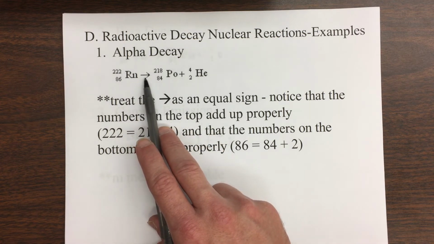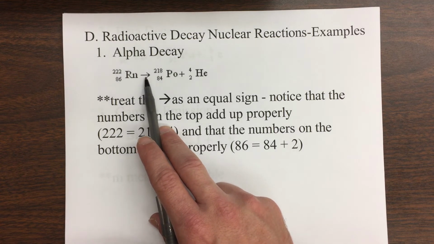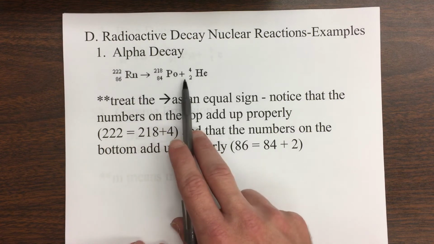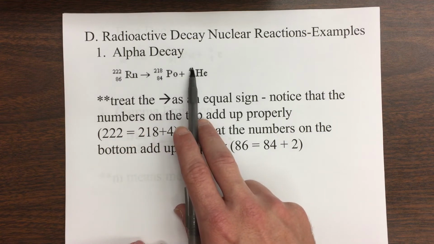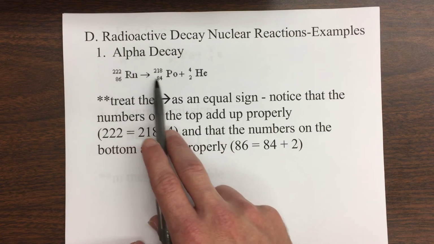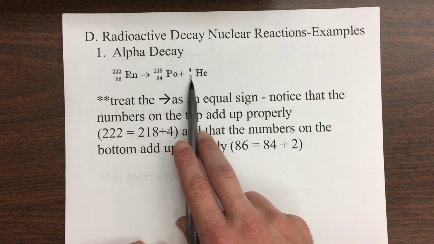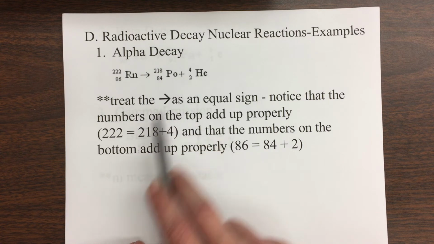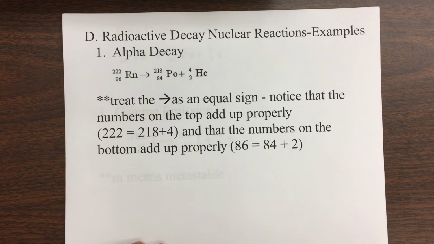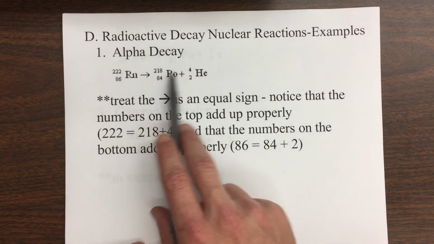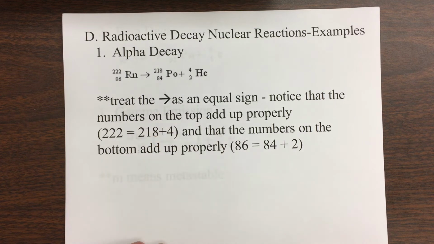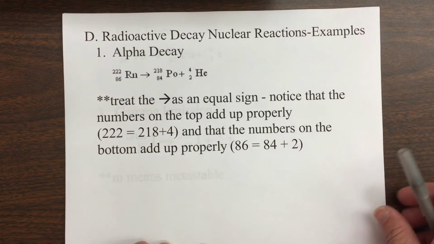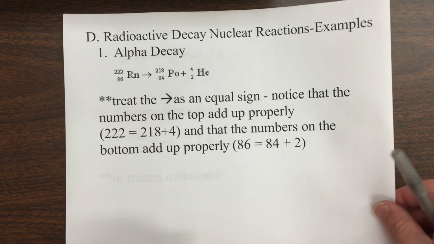So we're going to treat this arrow or yield sign as an equal sign. And we just have an equation saying that this mass equals these masses, and this atomic number equals the sum of these atomic numbers, which is everything that's stated here. So in order to figure out if I gave you one of these missing, you would just have to use basic algebra to figure out the other missing particle.